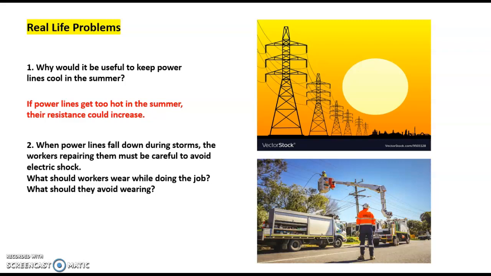Now, part two, when power lines fall down during storms, the workers repairing them must be careful to avoid electric shock. What should workers wear while doing the job, and what should they avoid wearing? They should wear insulating gloves for sure in order to protect themselves from getting electrocuted, and avoid wearing steel-toed boots or metal jewelry because this would conduct electricity to their bodies.